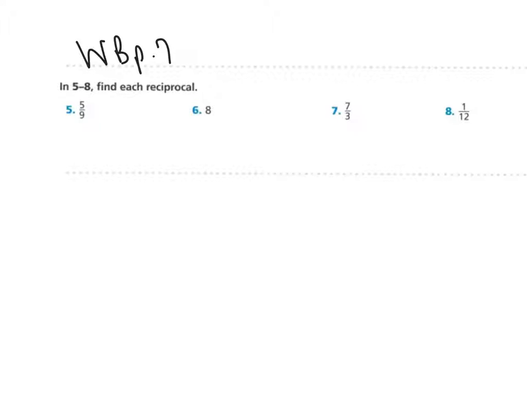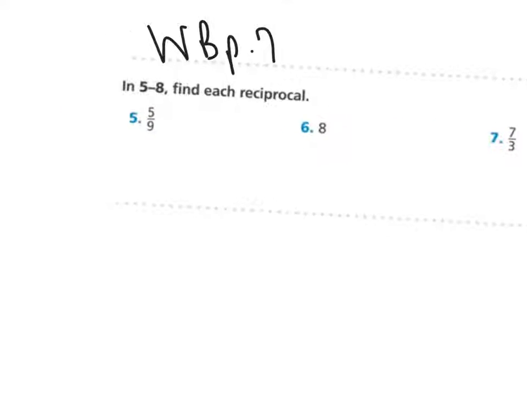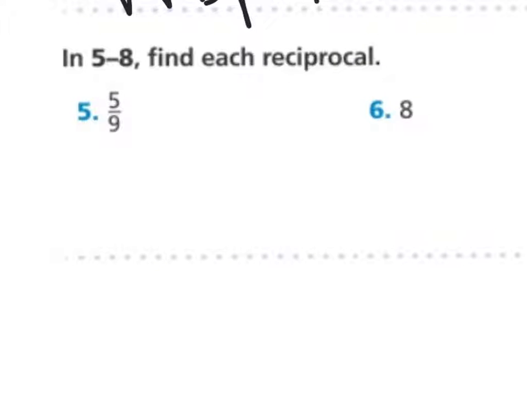We're going to look at a few problems here. Workbook page 7. The first problems we're going to look at are just asking us to find the reciprocals. So for number 5, we have 5/9. They want the reciprocal of that. So 9/5 would be our reciprocal. Again, just switching the numerator and denominator around.